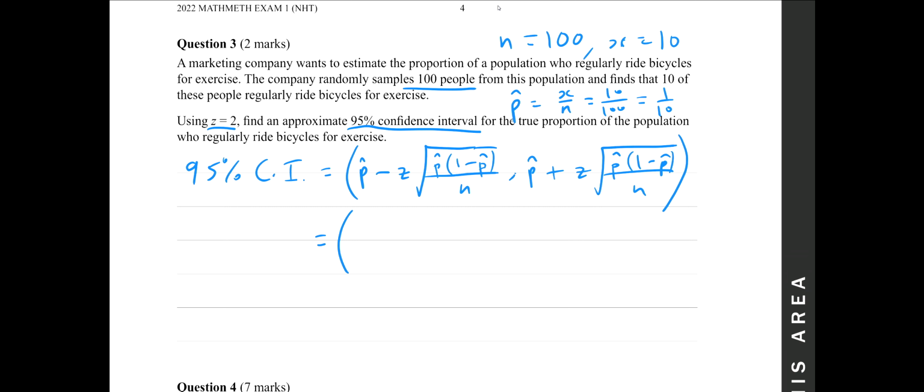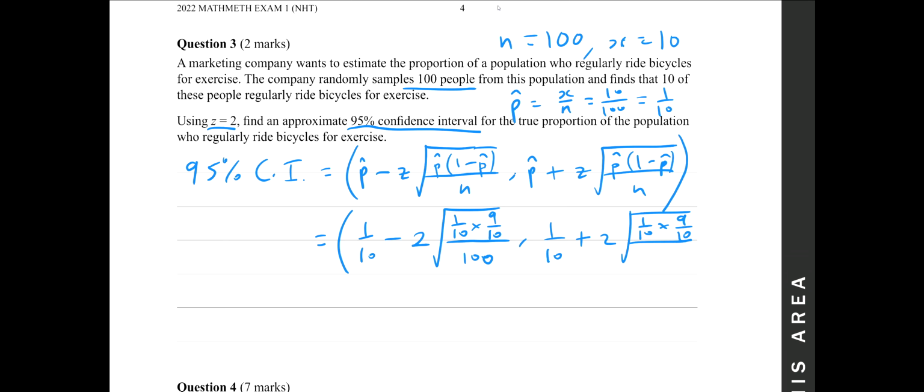So p hat, as we just found out, is 1 over 10 minus 2, because we are told that z equals 2, 2 times the square root of 1 over 10 times 1 minus 1 over 10, which is 9 over 10. And that all is divided by 100. Then comma, exactly the same expression, just with a plus. So plus 2 square root 1 over 10 times 9 over 10, and all of that is divided by 100. Don't forget to close the bracket.